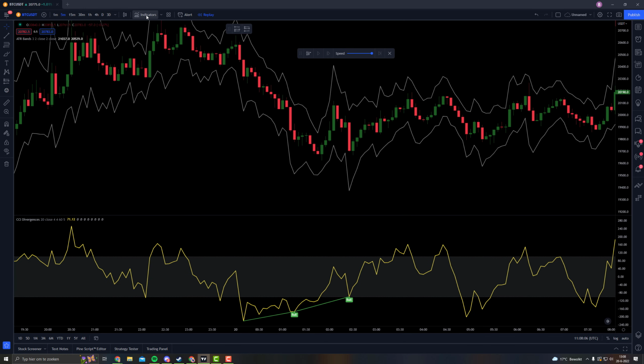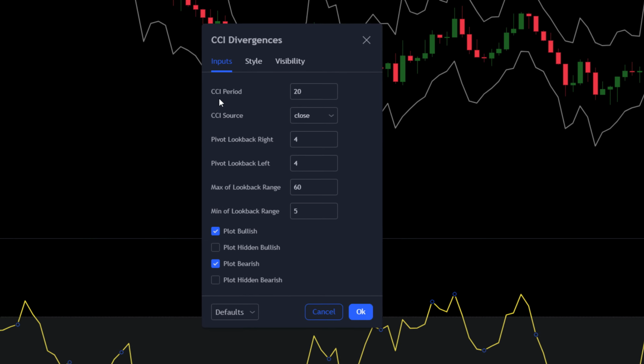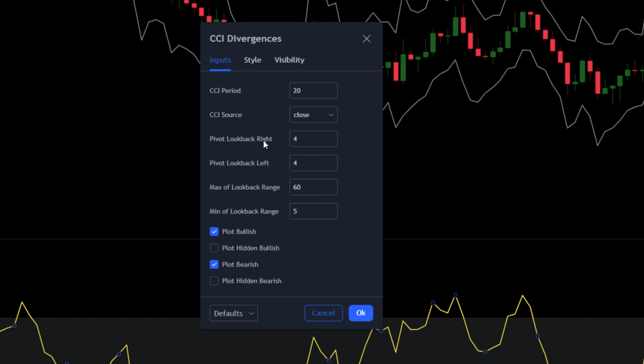And for the CCI divergence, if you go to indicators and look for CCI divergence, it's going to be the top one. It's Tista. I changed the setting of the CCI period to 20 and the pivot lookback right and left to 4. So it needs to have 4 confirmation candles to make a pivot to say to us that we have a divergence or not. So keep in mind this is a lagging indicator, but that is fine because you always need to have the confirmation of a divergence. Maybe you can spot them yourself in like 3 candles, but most of the time it's 4 or 5 candles, so this is normal.